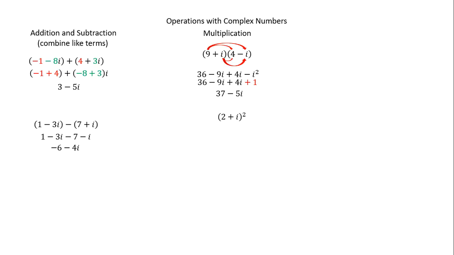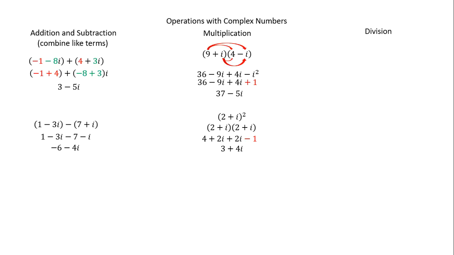If we have something like 2 plus i squared, remember when you square something, it's not 2 squared plus i squared, we have to distribute, just like we did with the one above. So we're going to have 2 times 2 is 4, 2 times i is 2i, plus another 2 times i is 2i, plus i squared. The i squared is just minus 1. 4 minus 1 is 3. 2i plus 2i is 4i. So we have 3 plus 4i.